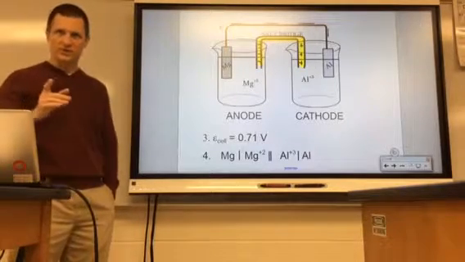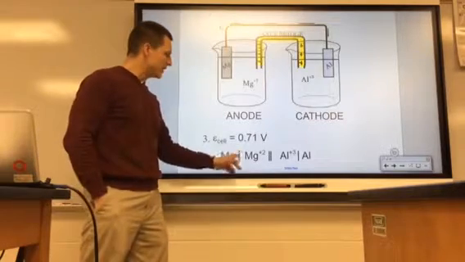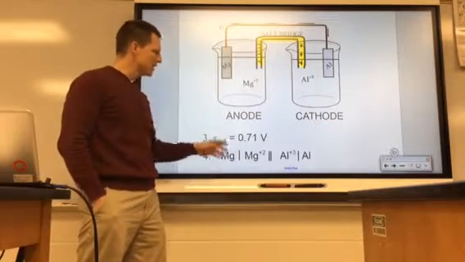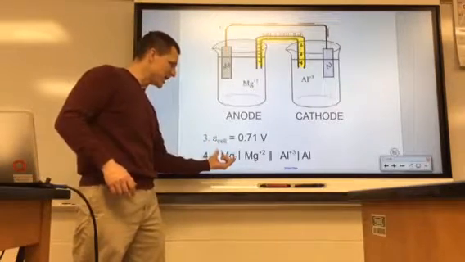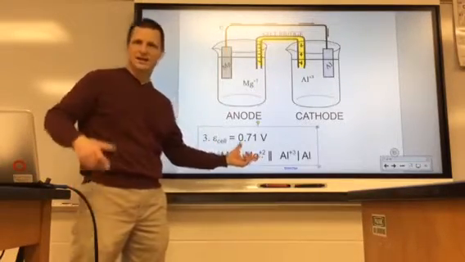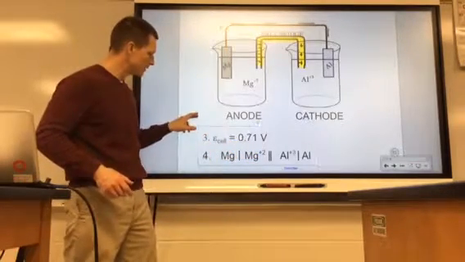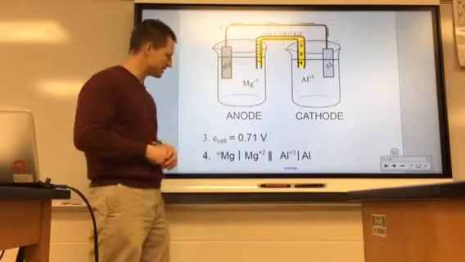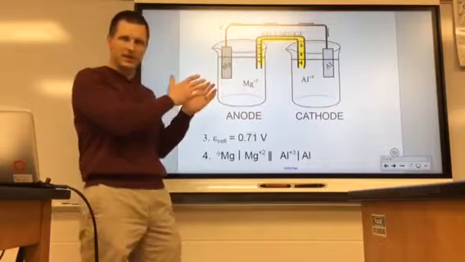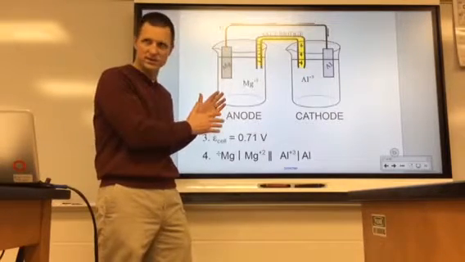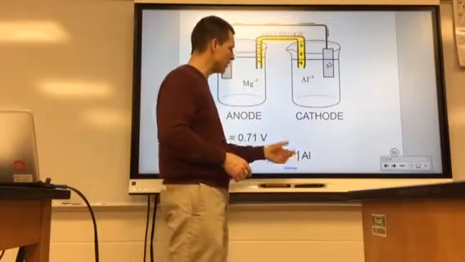Now with the line notation, again, it doesn't have to be balanced. The single vertical line separates physical states from each other. So magnesium is a metal, it's a solid. Magnesium ion is an aqueous thing. So they have two different physical states, and that's what is separated by the vertical line. And then the double line separates the anode from the cathode. Anode always has to come first. It always does when you do the line notation. And the cathode's over here.